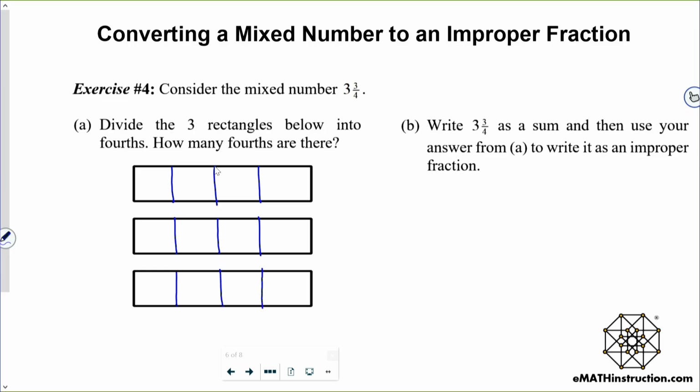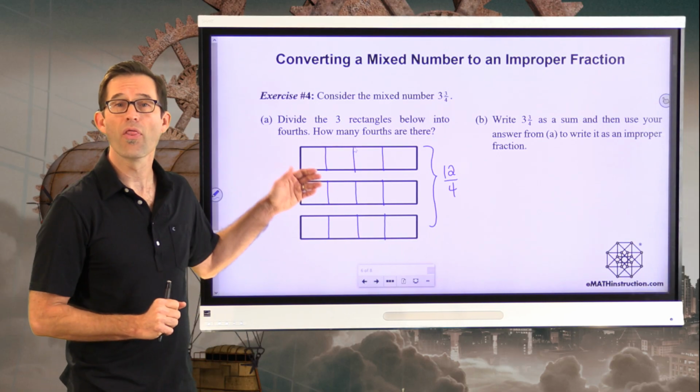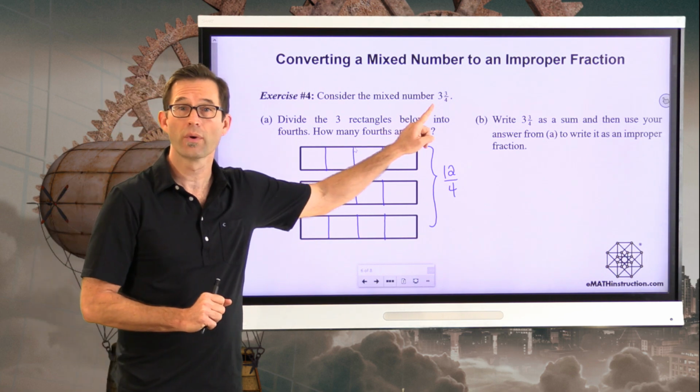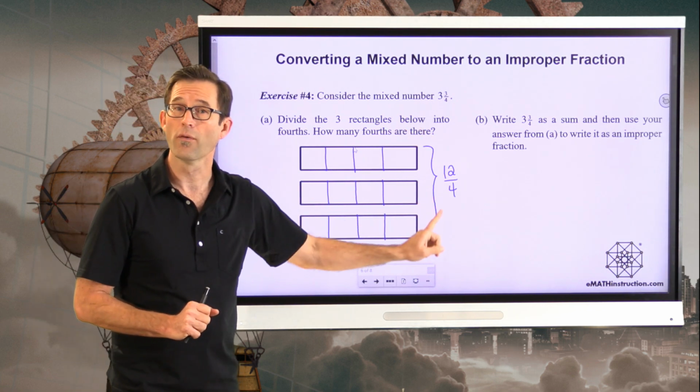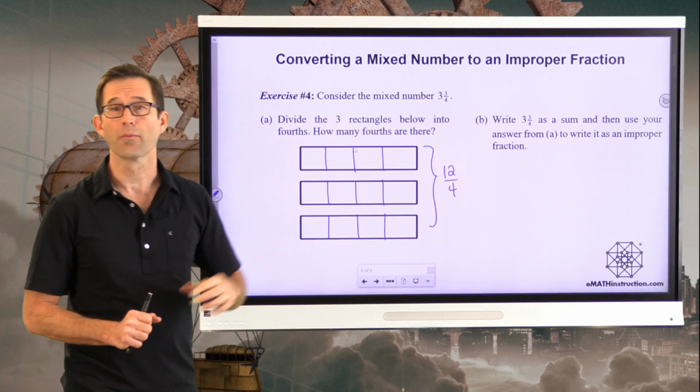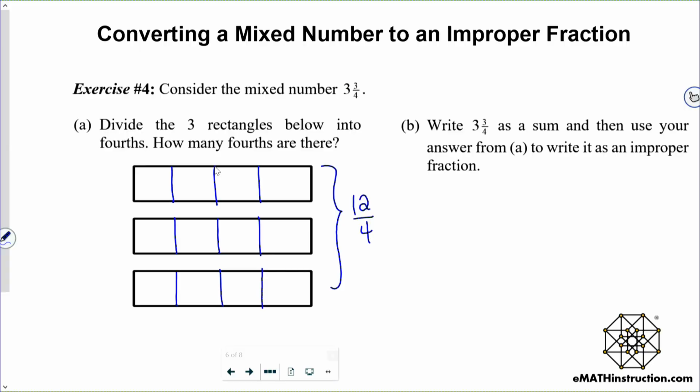Right? Then of course, what I have is 12 fourths. So 3 rectangles, 3, is equal to 12 fourths. So letter B says, write 3 and 3/4 as a sum, and then use your answer from A to write it as an improper fraction. Why don't you go ahead and do that? What would this mixed number, 3 and 3/4, be as an improper fraction?